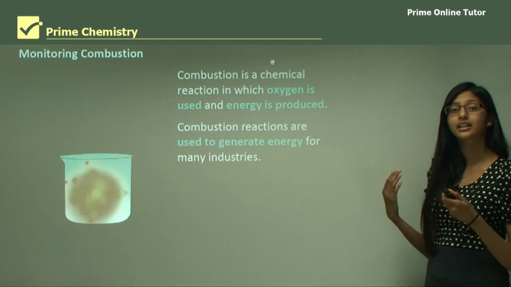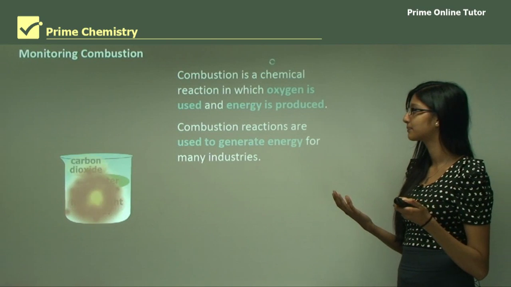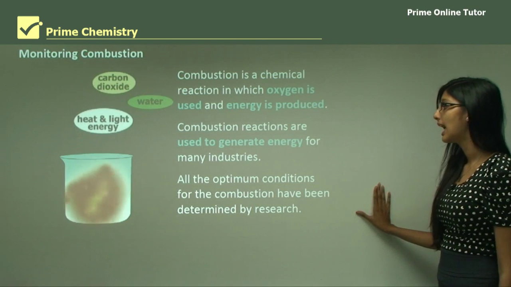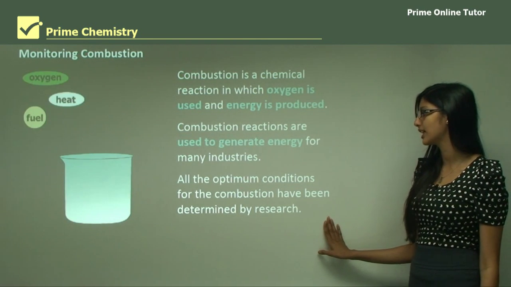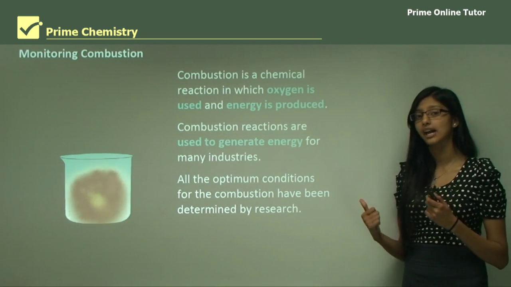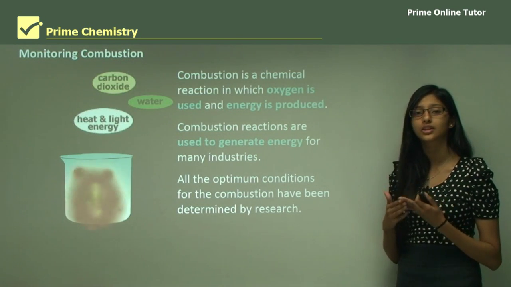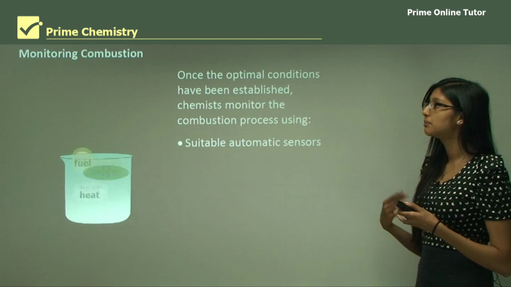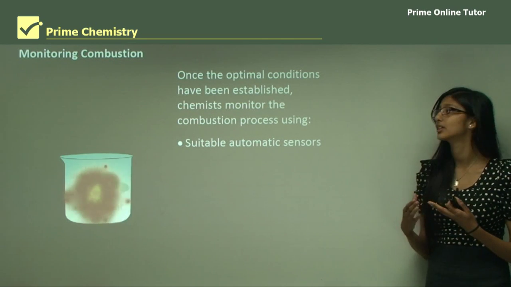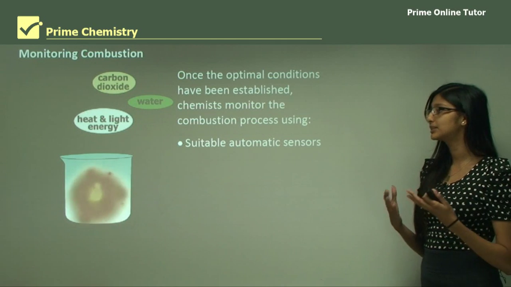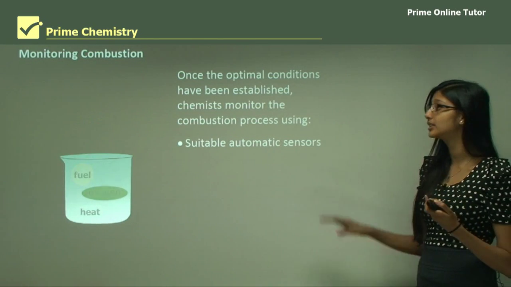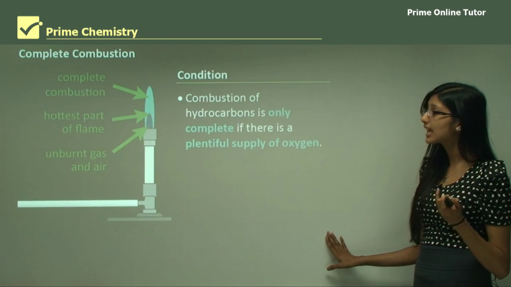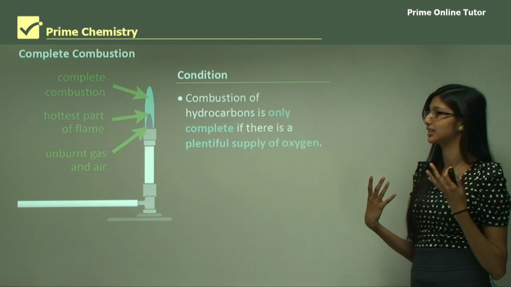Now, combustion reactions are used to generate energy in many industries. So it's a very important chemical reaction for our chemical industries, and all the optimum conditions for combustion have been determined by research. So you want to carry out this reaction in optimum conditions to ensure that the products you need are produced in the right amount. So monitoring combustion: once the optimal conditions have been established, chemists monitor the combustion process using suitable automatic sensors, instrumental and analytical techniques.